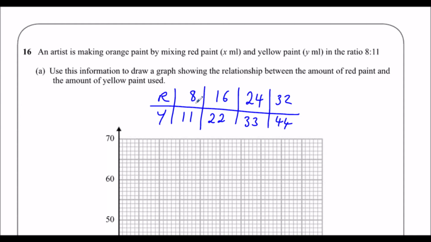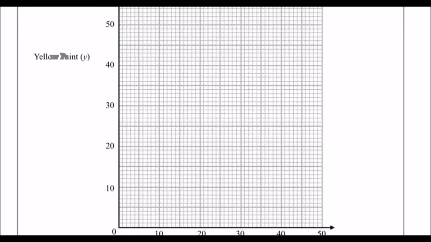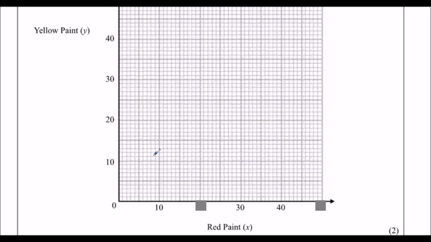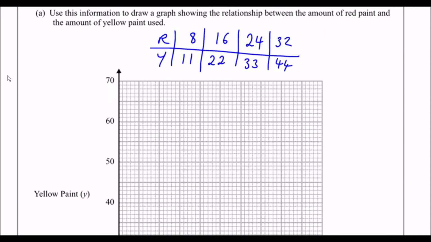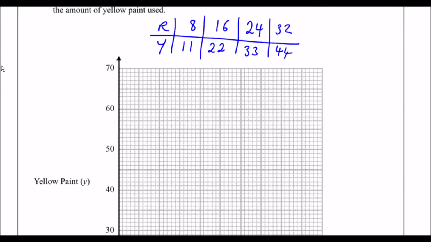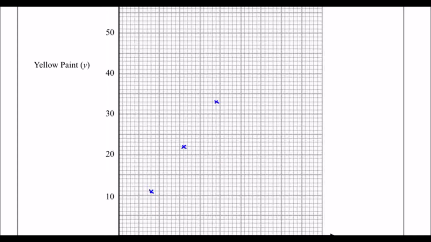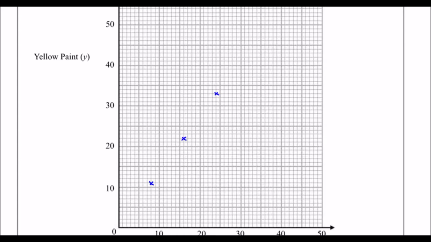So if I have 8 of red, I have 11 of yellow. If I have 16 of red, I have 22 of yellow, and so on. So I'm going to plot this on the graph. So 8 red goes with 11 yellow. (16 red with 22 yellow). (24 red, 33 yellow). And so on. So what I can do, I can join these points up.